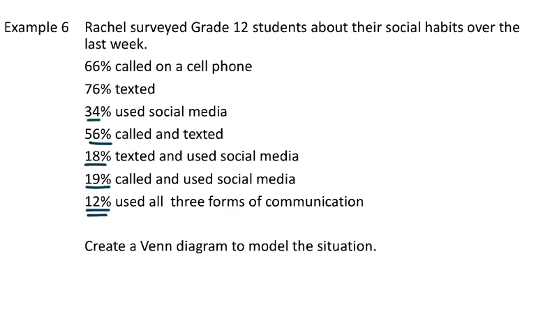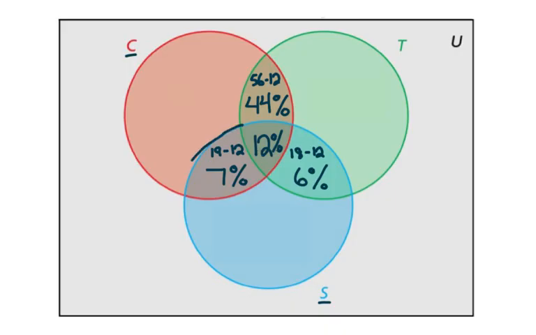Continuing, 34% use social media. That is this blue bubble here. That needs to total up to 34%. So to do that, the 34% we need minus the pieces that we've already assigned into it. And when we do that, we'll get 9%.